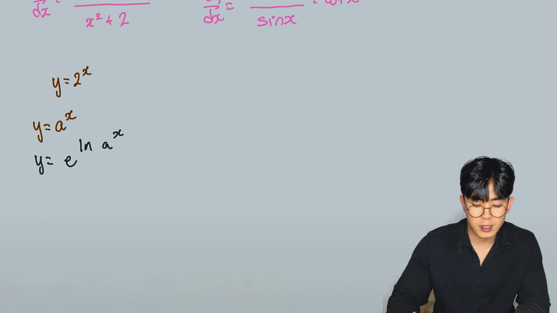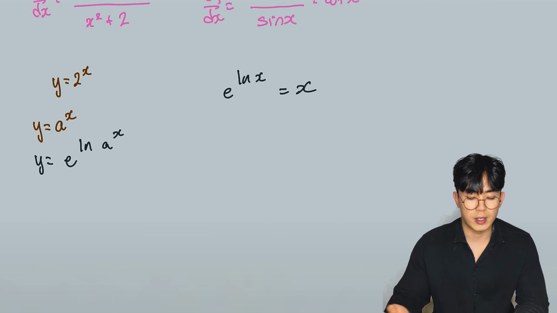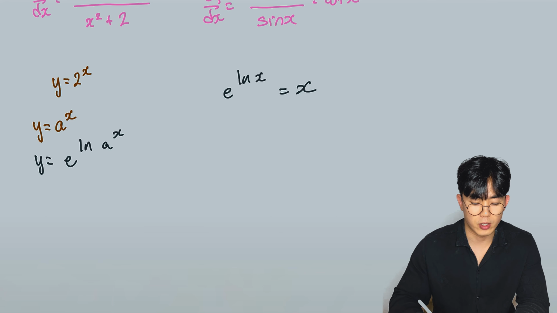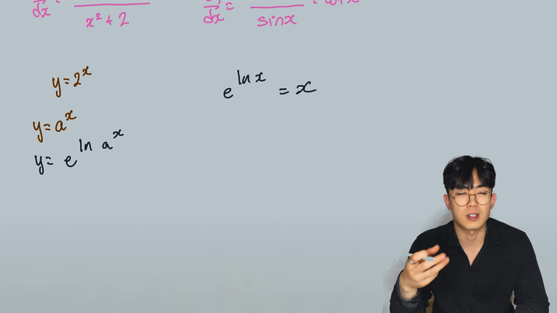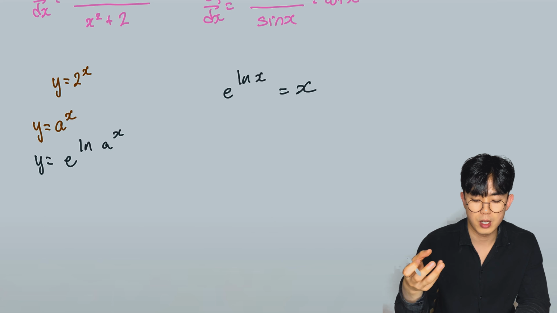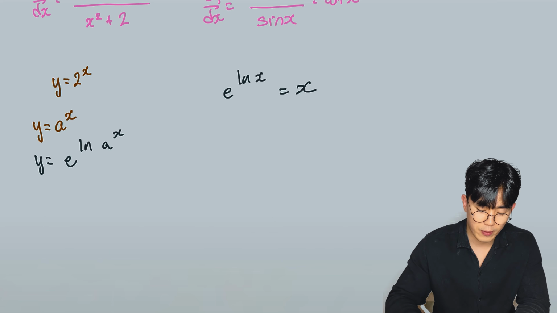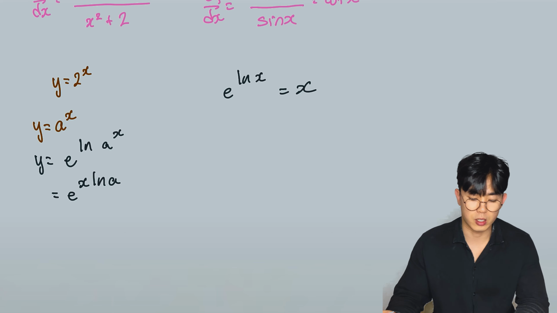But remember, e to the ln x is the same thing as x, right? So in our case, our x is a to the x. So it's still the same value, it's just that we've written it in a slightly different form. The reason why I've done this is if I now use the log rule, this is the power, right? So I can say this is equal to e to the x ln a, like so.